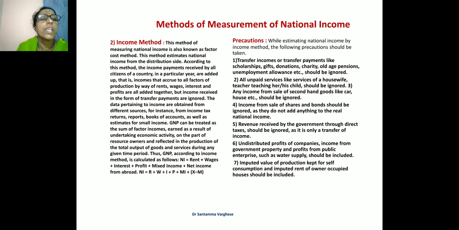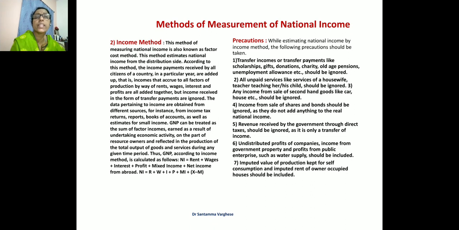Thus, GNP according to the income method is calculated as follows. That is, national income is equal to rent plus wage plus interest plus profit plus mixed income plus net income from abroad. In the formula we can see NI is equal to R plus W plus I plus P plus MI plus X minus M. X minus M means export minus import, which is deducted while we are calculating the national income.